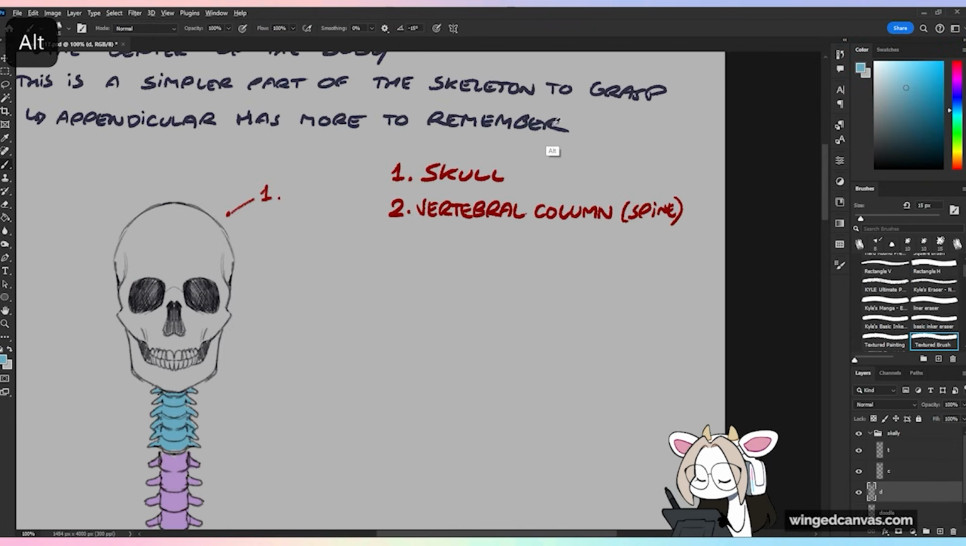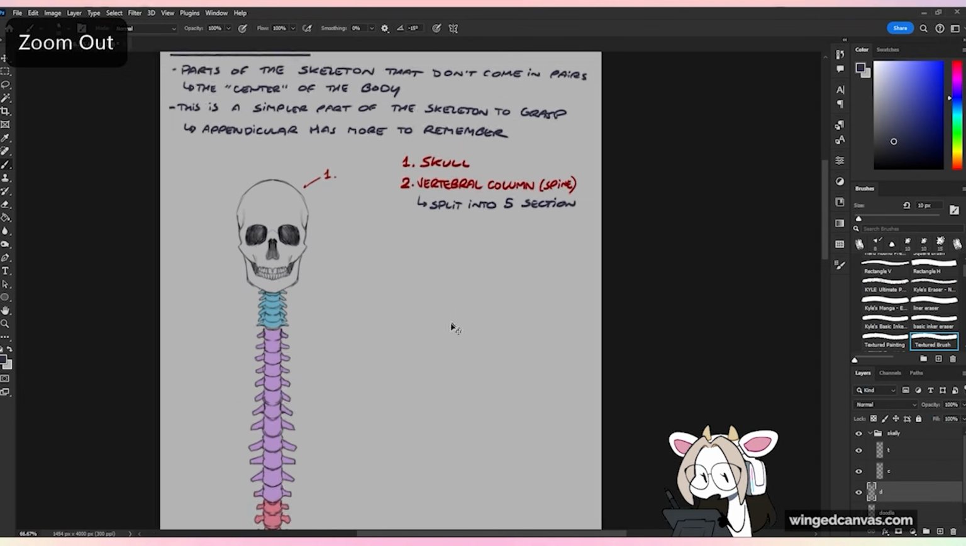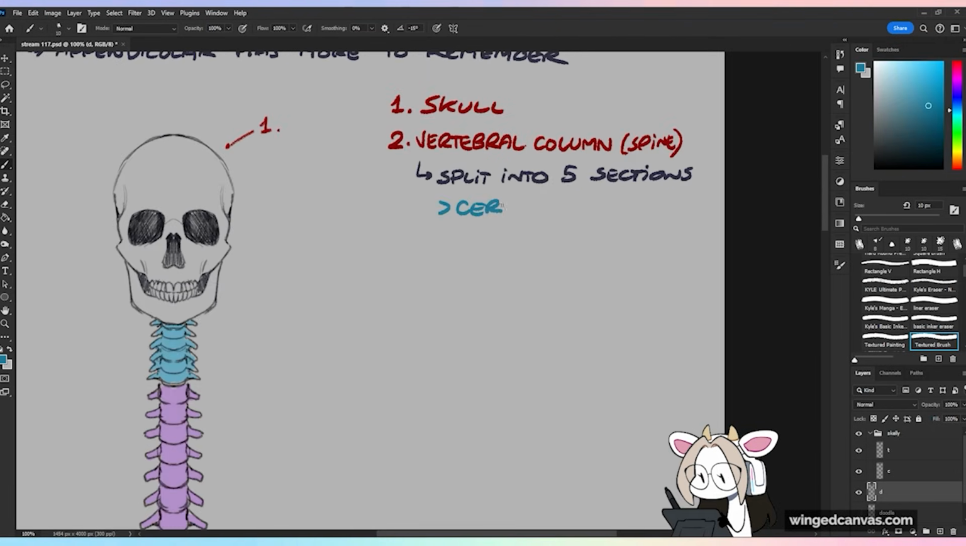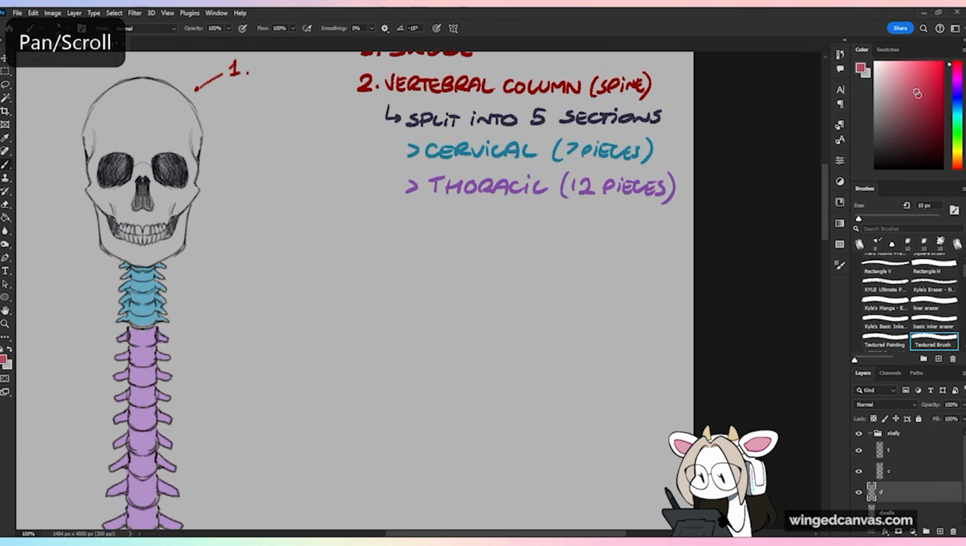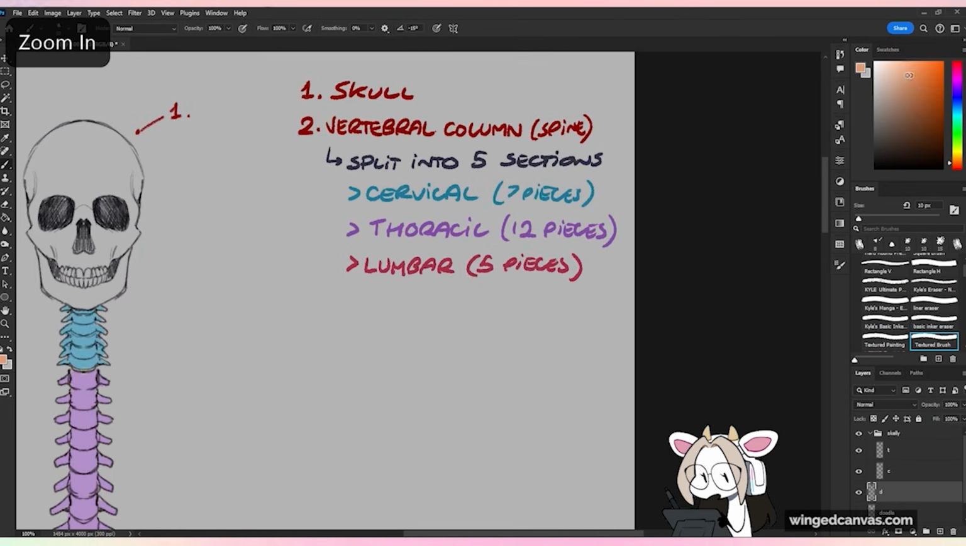Your vertebral column is split into 5 sections, if you didn't know that, right? The whole thing is the spine, the whole thing is the vertebral column, but you've actually got 5 different sections that you're working with when we talk about the entire spine as a whole, all right? Cervical, which is 7 pieces. You've got the thoracic, which is 12 pieces. You've got the lumbar, which a bunch of you have probably heard that word before, which is 5 pieces. You've got the sacrum, which is 5 fused pieces.